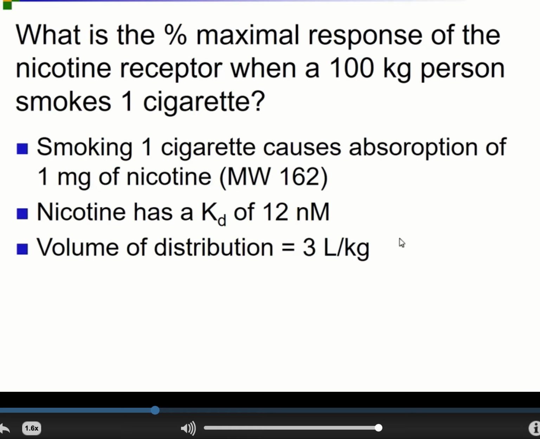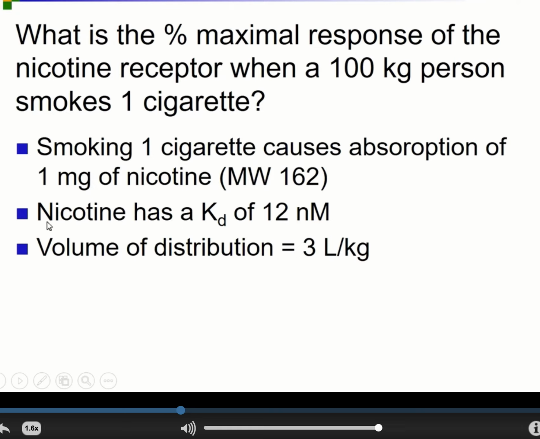So in this situation, we have a person that is smoking one cigarette. And this person is 100 kilograms in mass. And I give you some information. I say that in that one cigarette, that person is going to absorb 1 milligram of nicotine, and that the molecular weight of nicotine is 162 grams per mole, or atomic mass units, or Daltons, or whatever unit you want to put on it. It's all the same. I give you the KD of nicotine, that is 12 nanomolar. And I tell you that the volume of distribution is 3 liters per kilogram.